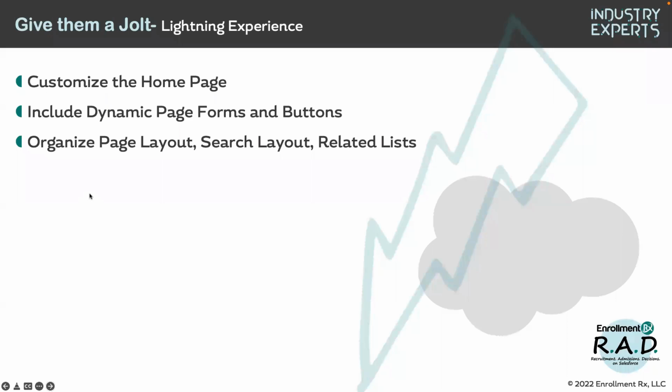All right, now that we have our new app, we can customize it. So we can edit the home page and we can add the different components that we need. I'm also going to show you dynamic forms and buttons. And I'm going to show you how to organize the page layout and configure those columns that show up in a recently viewed list view and the columns in the related lists. So I'm going to switch back to Salesforce and show you that.